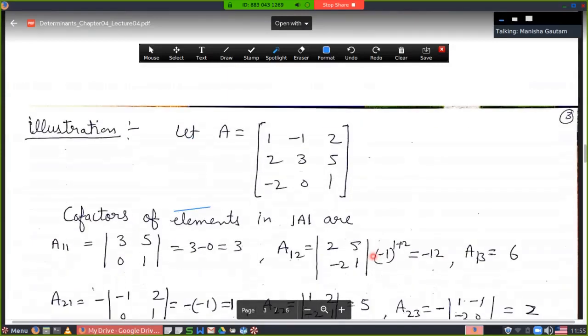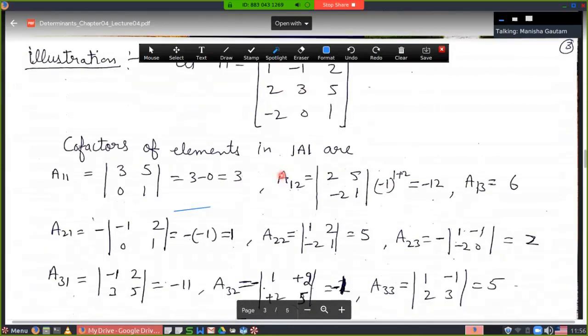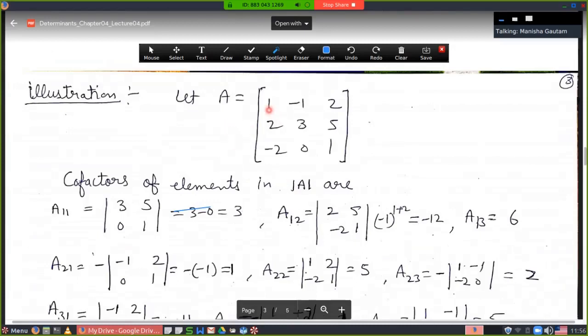The next example is a matrix given to you. You have to find the cofactors of each and every element in this determinant. The first element is 1. You have to find the cofactor of this one. It means you have to delete this row and this column. You will get 3, 5, 0, 1. Now cross multiplication takes place: 3 multiplied by 1 minus 5 multiplied by 0 comes out 3. Now what is the sign of 1? That is plus sign. Plus into plus 3 is plus 3.